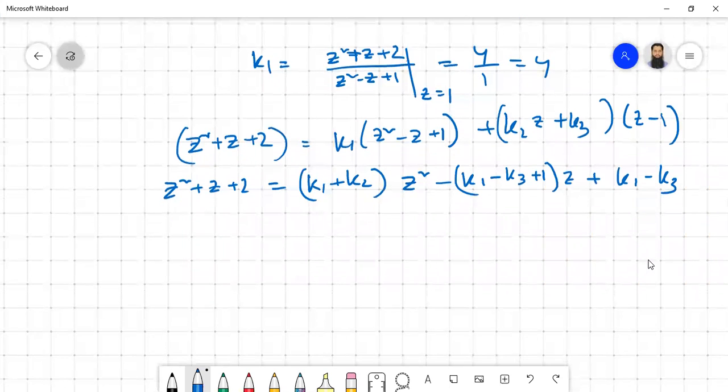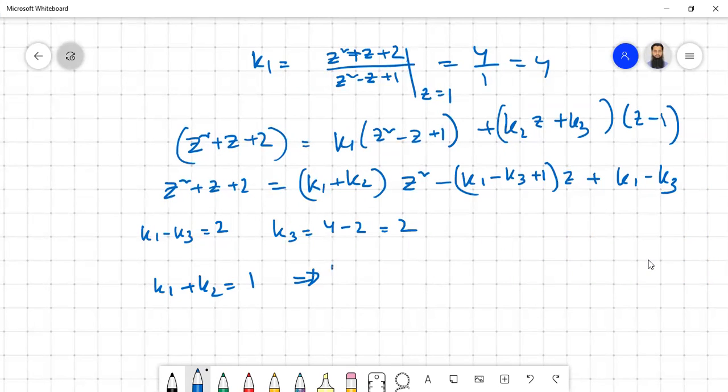Now if you equate the coefficients on both sides, we can easily see that K1 minus K3 has to be equal to 2. We already know K1, so K3 will be simply 4 minus 2, that is 2. And then K1 plus K2 will be 1, and we know the value of K1, so we can easily find that K2 will be 1 minus 4, that is minus 3.